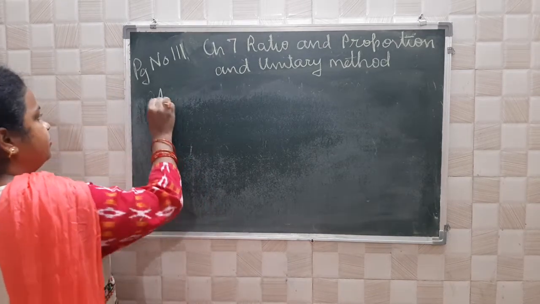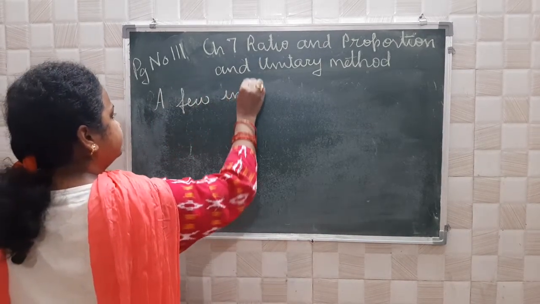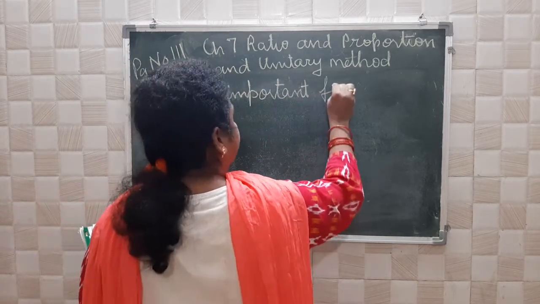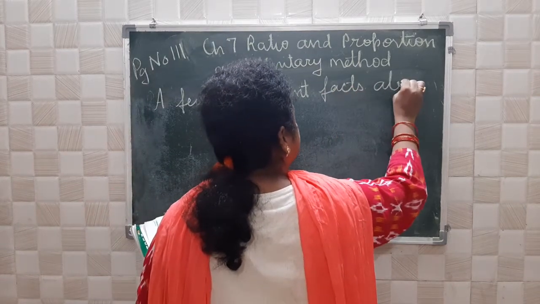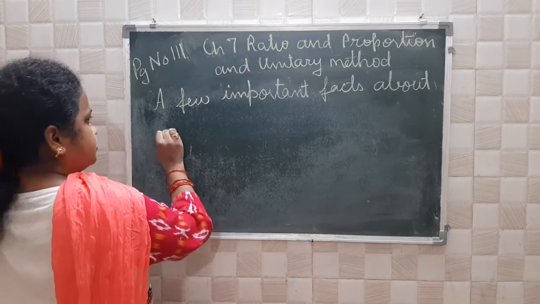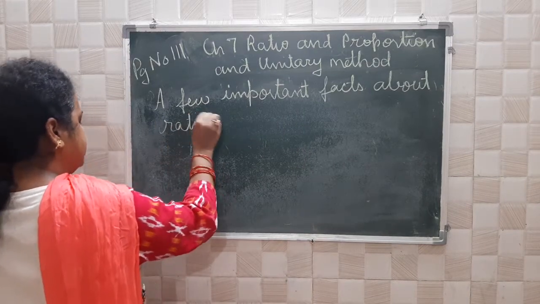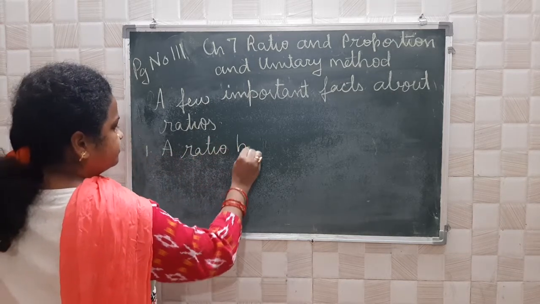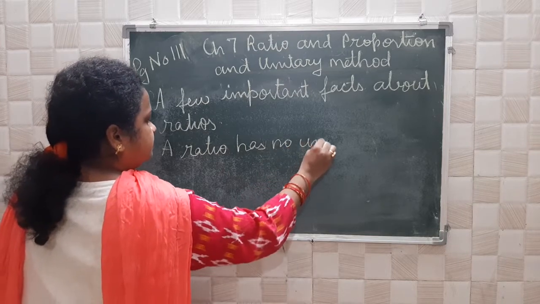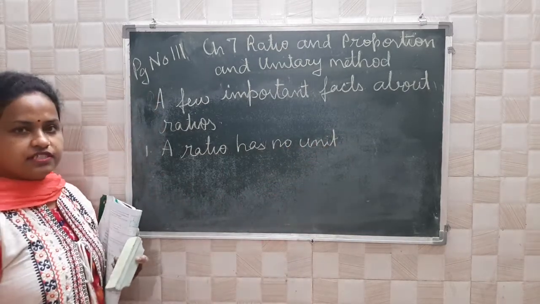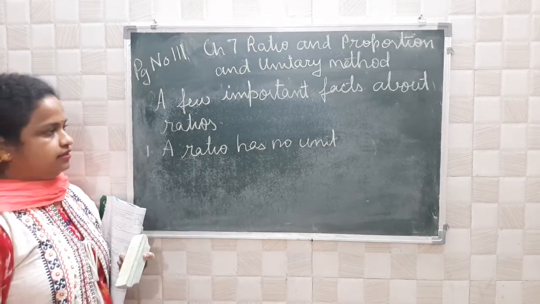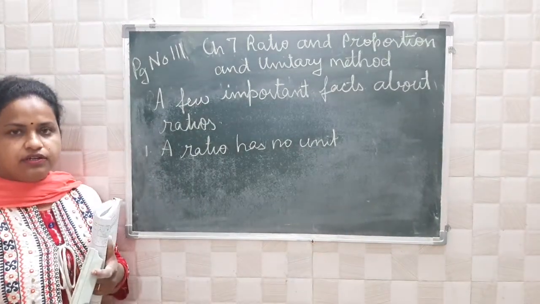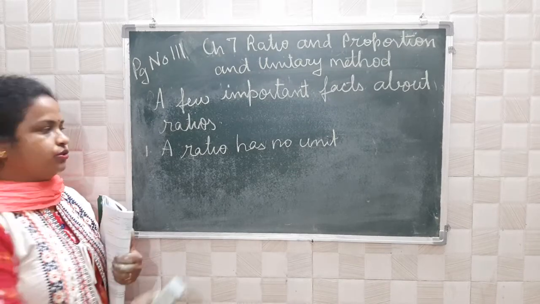Now, a few important facts about ratios. First one, a ratio has no unit. When you write a ratio, both the units are cancelled out. So we say that a ratio has no unit.